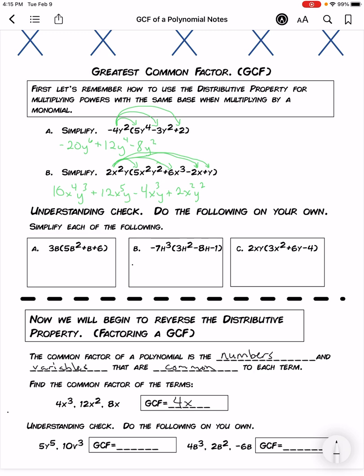All right, and then I'm going to do the first one of the understanding check and then let you do the second one. So I've got 5y to the fifth and 10y cubed. Well, the number they both have in common, I can divide both of them by 5.